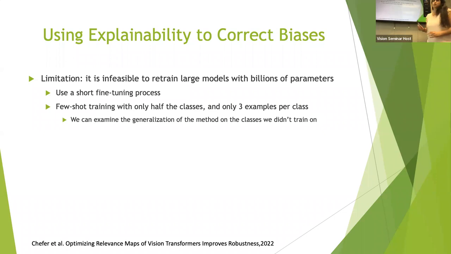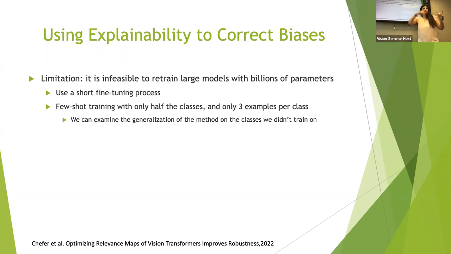It works pretty well on ImageNet, right? We don't want to change the prediction that it gives on ImageNet. We just want to change the reasoning that it gives to the prediction. So we fine tune the models with only 3 examples per class, really not that many examples, for just 500 classes, so just half the classes in ImageNet, to change the relevance maps to focus on the foreground instead of the background.